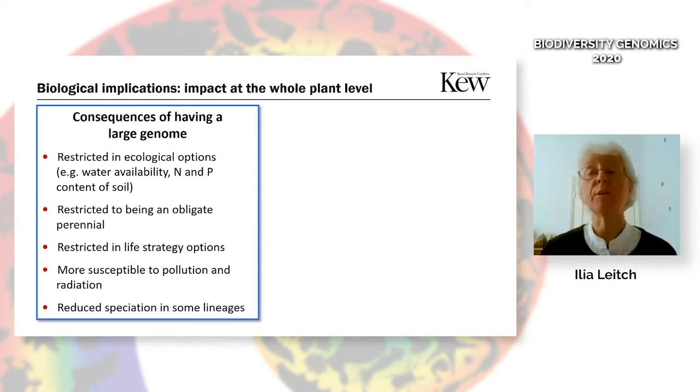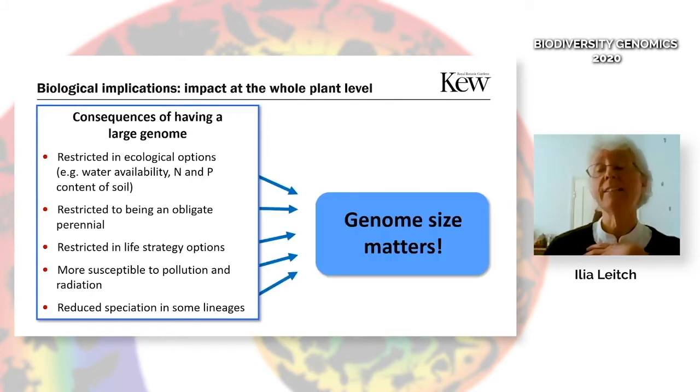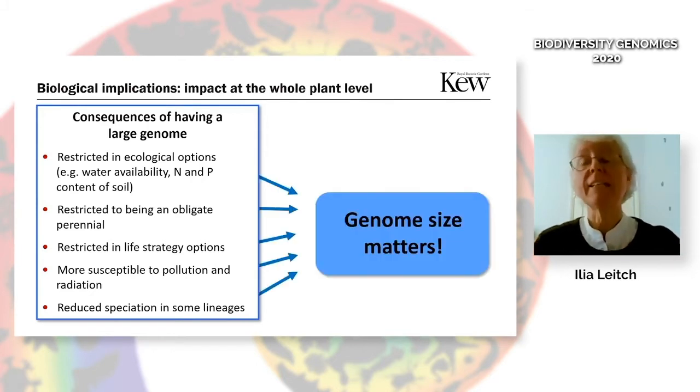We also see that plants with big genomes are restricted in their life strategy options. There are no big genomed weeds, for example, and they are more susceptible to pollution and radiation, and in some cases, reduced speciation has been observed in some lineages as well. So really, taking everything together, what we see is that genome size is certainly having an impact, and therefore that genome size matters. It's impacting the ability of plants, for example, to respond to environmental changes, as well as their evolutionary trajectory.